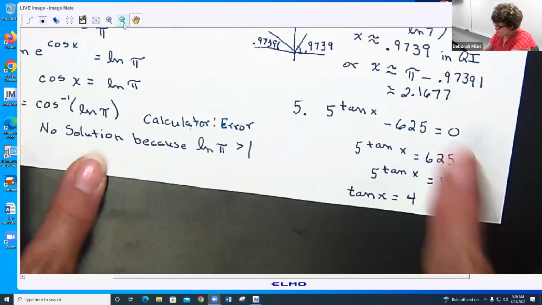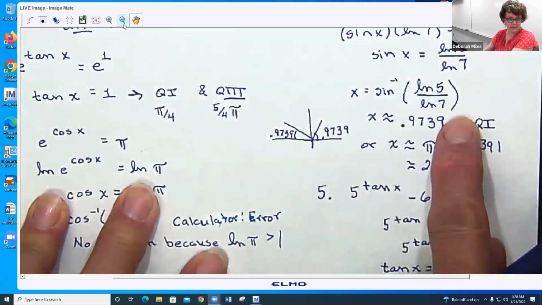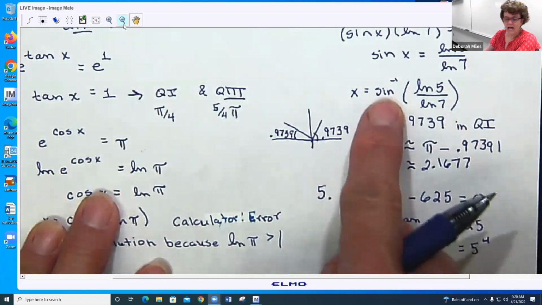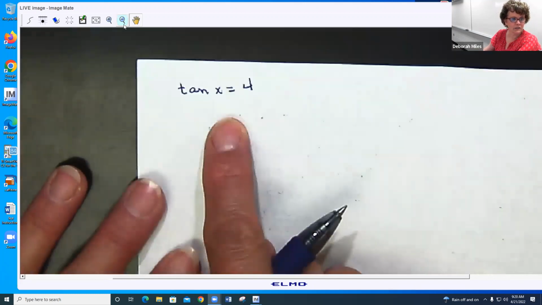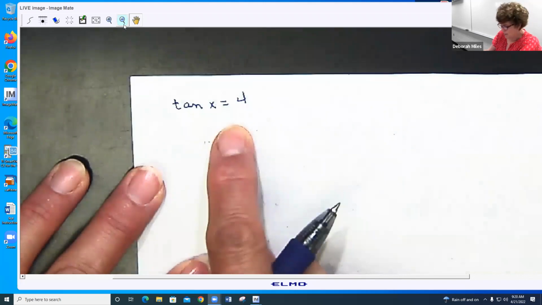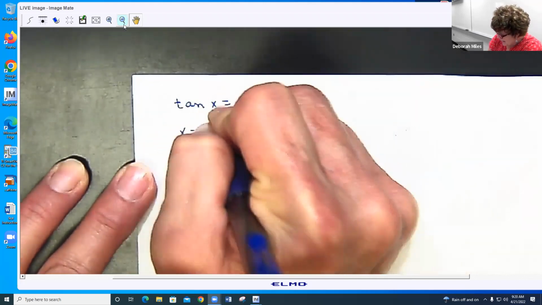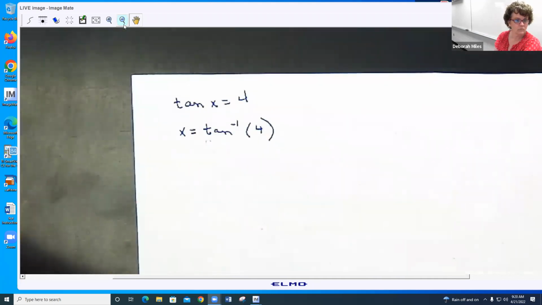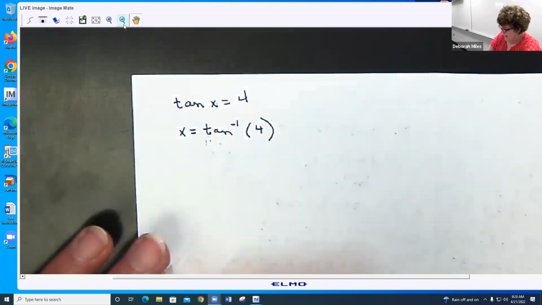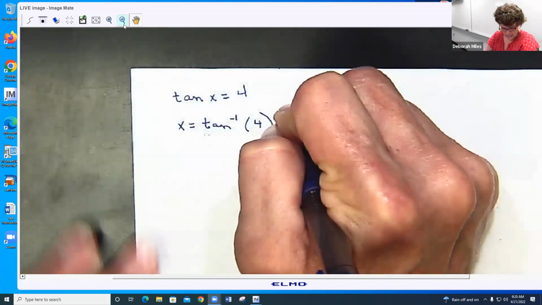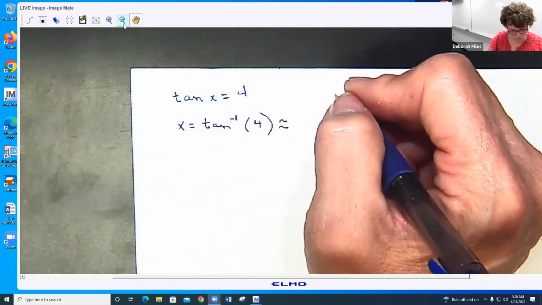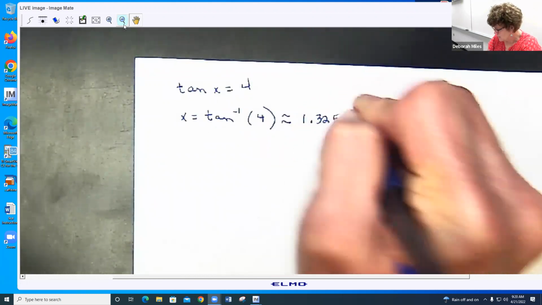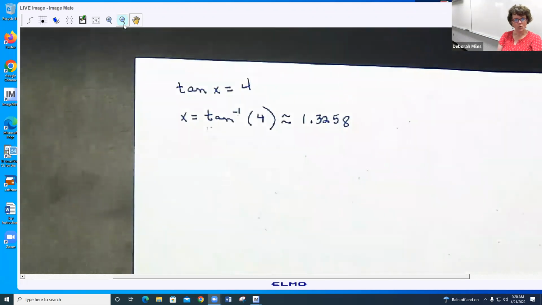How did we find the angle whose sine was that? You do 4 and then the inverse. We did inverse sine here. We need to do inverse tangent here. That's what inverse tangent does. It gives me the angle whose tangent is 4. When I enter that on the calculator, I get about 1.3258. What quadrant is that in?